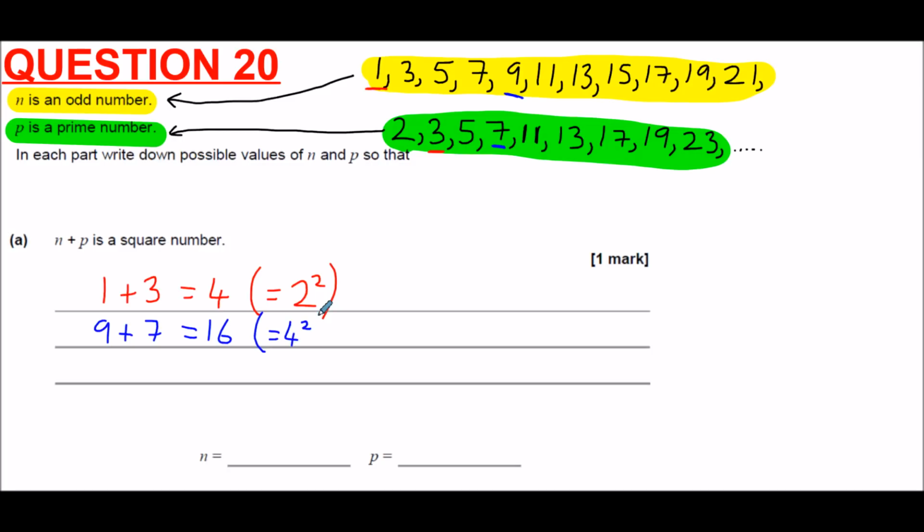Now, you don't need to be looking for loads of different options. All you need is just one. Remember, it's a one-mark question at the end of the day. So I think the easiest one might be just to say n could be 1, p could be 3, because 1 plus 3 is 4, and 4 is a square number.